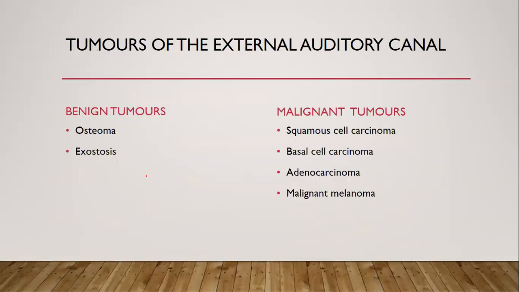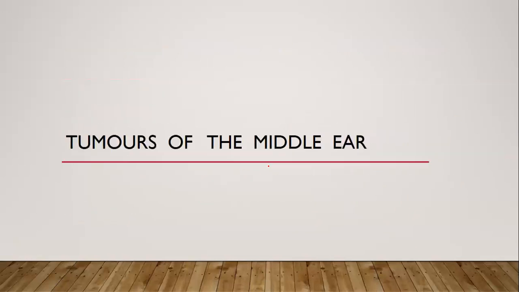So this is a nutshell of tumors of the external auditory canal. Benign tumors include osteoma, a pedunculated small form of tumor, and exostosis, which is a multiple form of benign tumors. Malignant tumors include squamous cell carcinoma, which is very common, and basal cell carcinoma, adenocarcinoma, and malignant melanoma, which are very rare. The entire prognosis will be poor due to the metastasis complications.